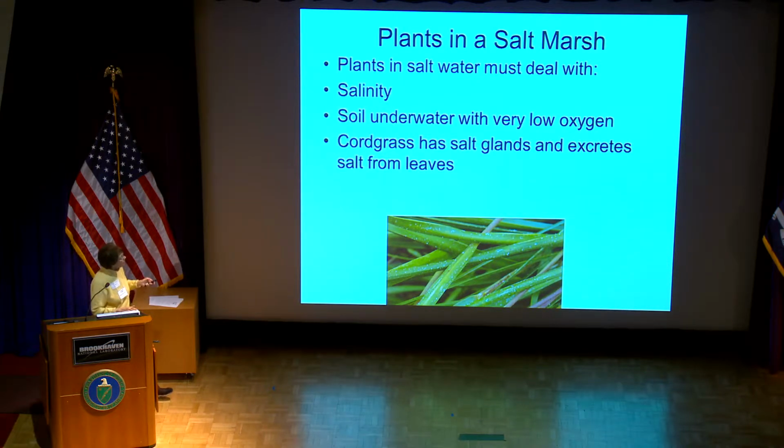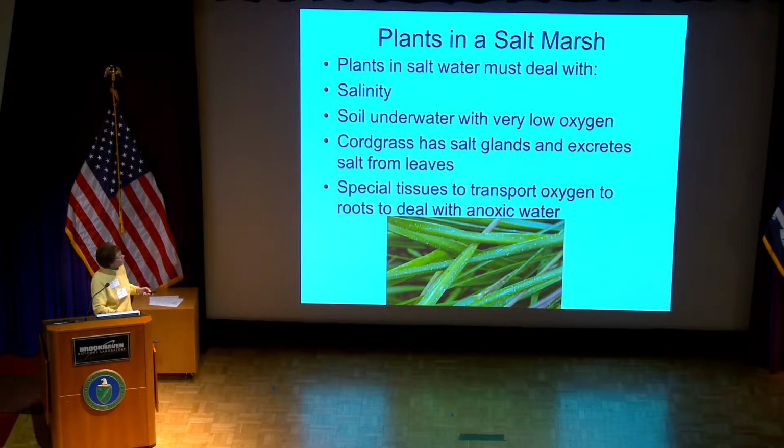The cordgrass, which is the Spartina, that's the one that gets immersed the most, has salt glands. And actually, you can see these little pieces, they're grains of salt, that the plant excretes through pores in its leaves. So that's a special adaptation to dealing with salt. It also has special tissues that transport oxygen down below ground to the roots so that there can be oxygen for the roots.